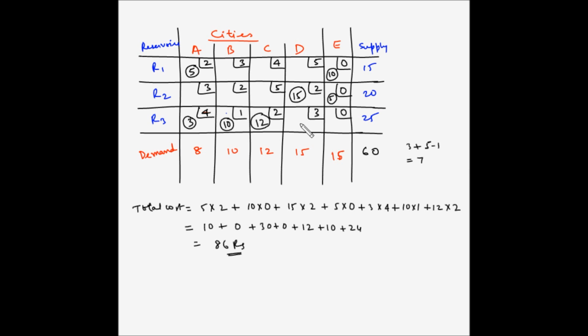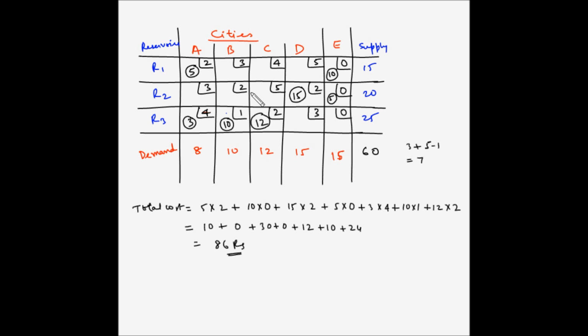Now the next condition is that the allocations should be in independent positions. That means that you should not be able to form a closed loop for any of the allocated squares. If you observe, you'll find that all the allocations are in independent positions. So this solution is acceptable to proceed with the optimality test.